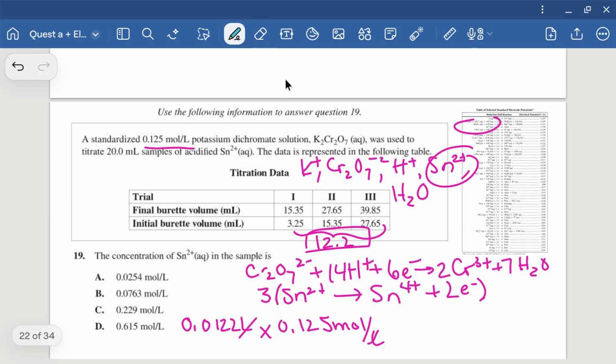So I'm now at my moles of dichromate, and I need to turn it into moles of my tin. So it's a 1:3 ratio. Again, if you don't see it right here, just write out your whole equation so it's clearer, but this should be okay. So 3 moles of your tin ion. And then lastly, divide by your sample, which was 20 milliliters or 0.02 liters. Plug that all into your calculator, and it works out nicely to be C.